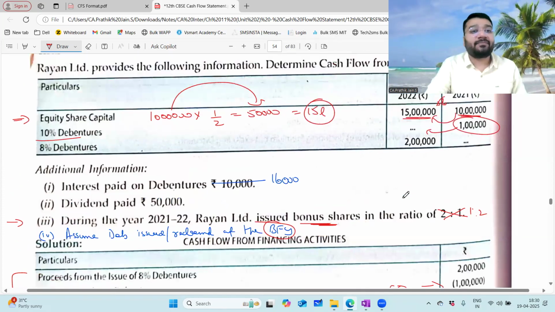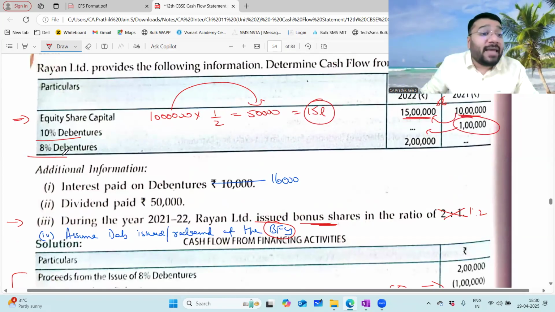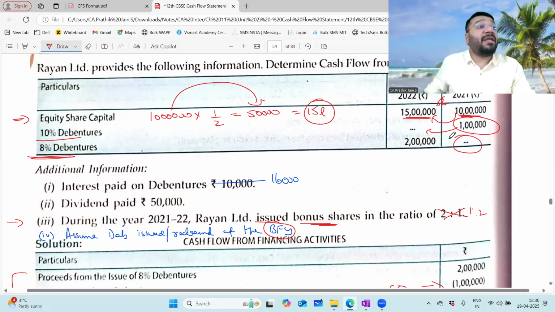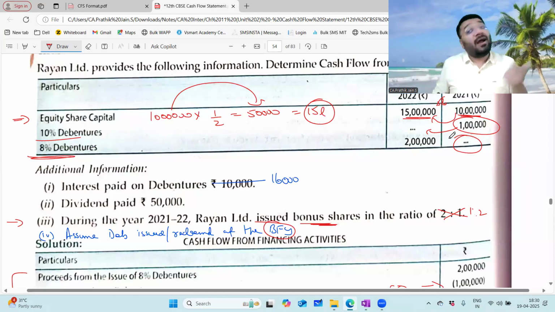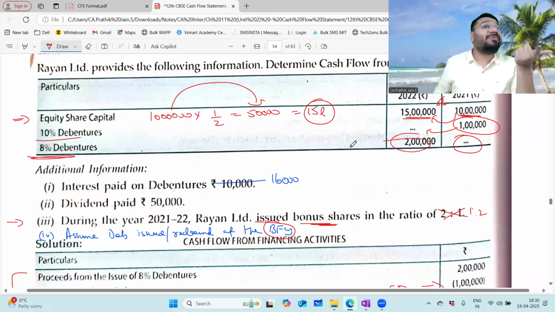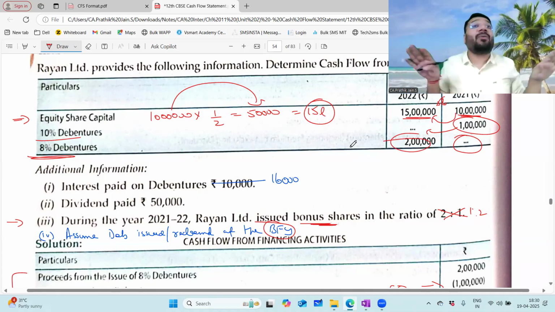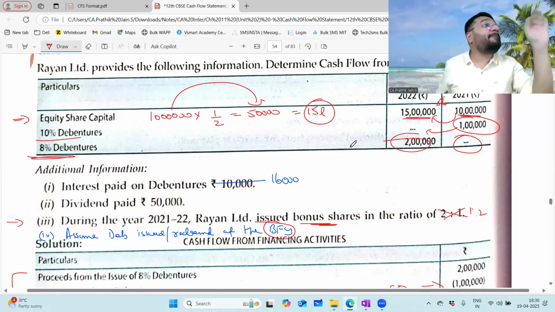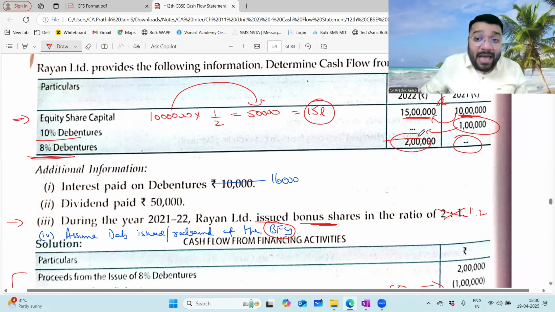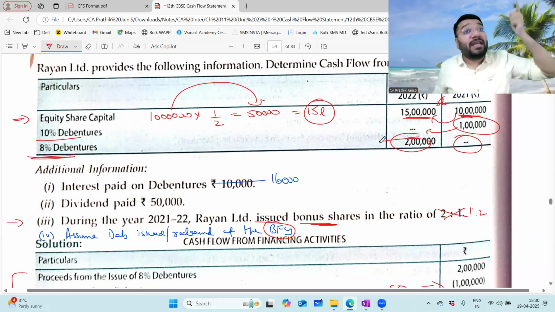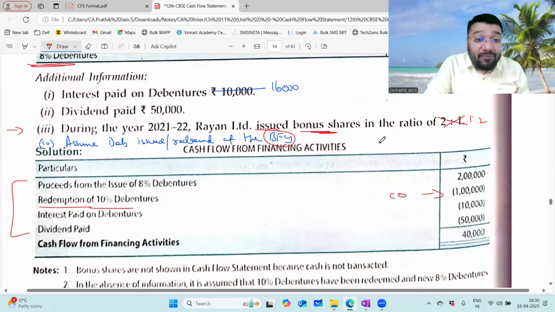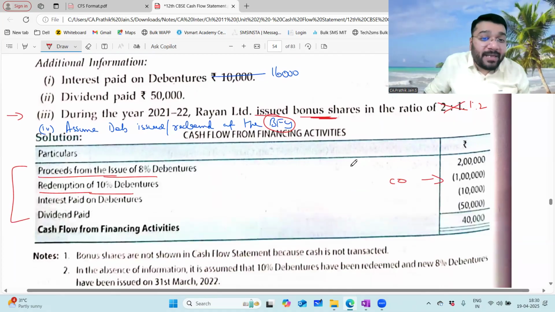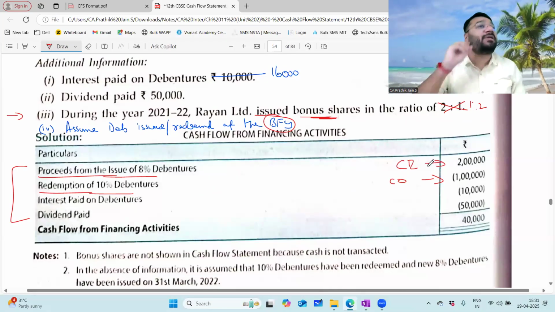Any problem? No, sir. Then the 8% debenture: previous year closing balance 0, and in the current year it is 2 lakh. How? Issue of debenture. When is the debenture issued? Whenever the question is silent about the issue of debenture, it is the beginning of the financial year. So 2 lakh worth of debenture issued in the beginning itself. Inflow or outflow? Inflow. So proceeds from issue of debenture, cash inflow, 2 lakh rupees.